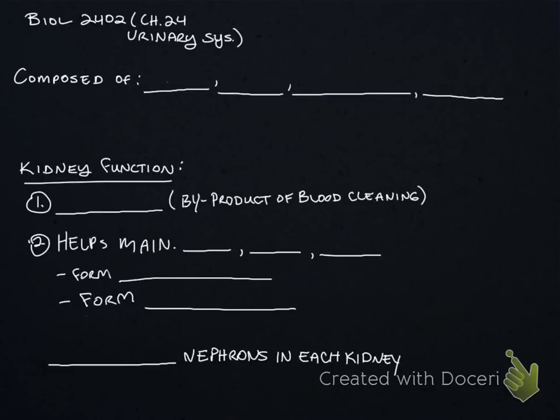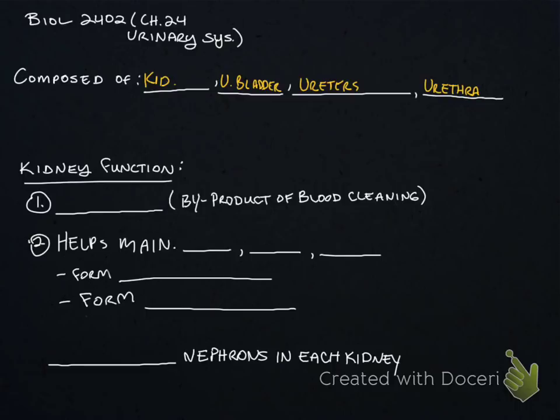Okay, so this is the notes recording for chapter 24, the urinary system. The urinary system is composed of, of course, the kidneys, the urinary bladder, the ureters, and the urethra. We're going to focus mainly on the kidneys.